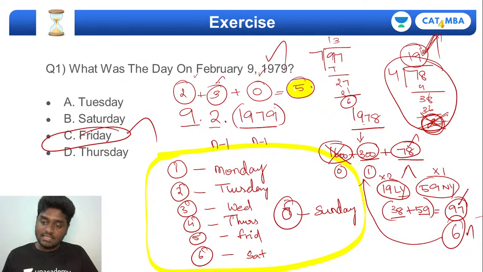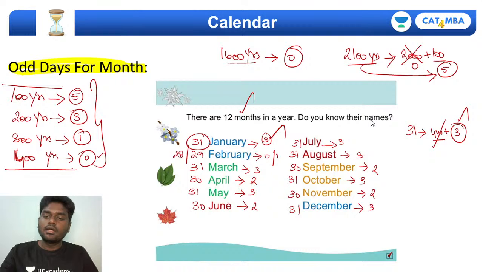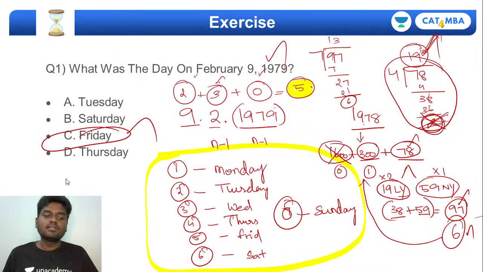97. So you have got 97 odd days, but you already know the fact, as I told you in the definition, that odd days should not exceed 6. What you need to do is reduce it to less than 6. So if you divide 97 by 7, you'll get the remainder 6. So 97 odd days reduces to 6 odd days. But don't stop with this. 6 odd days plus 1 odd day, if you add 6 plus 1, you'll get 7 odd days. If you get 7 odd days, then ultimately it is 0 odd days only.